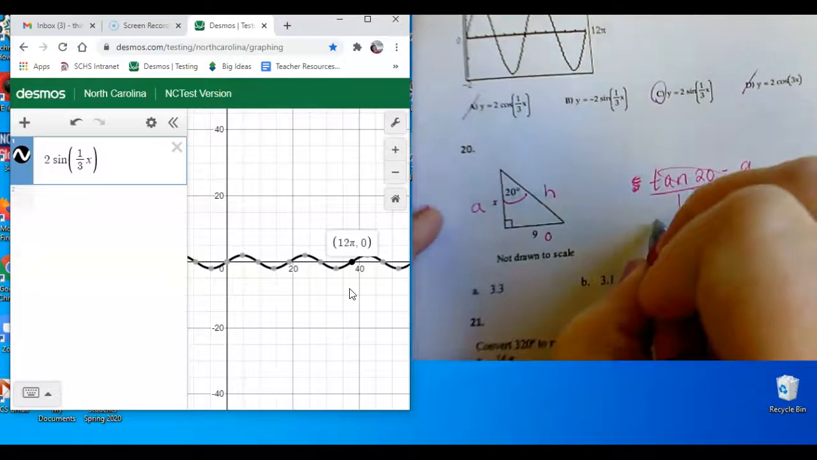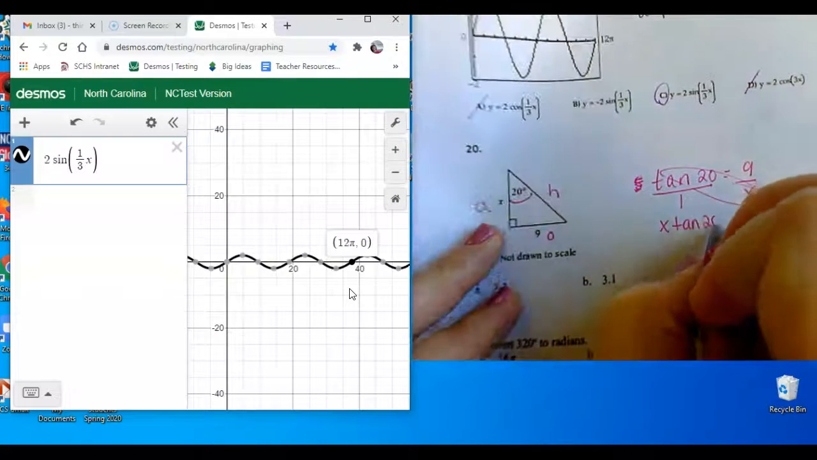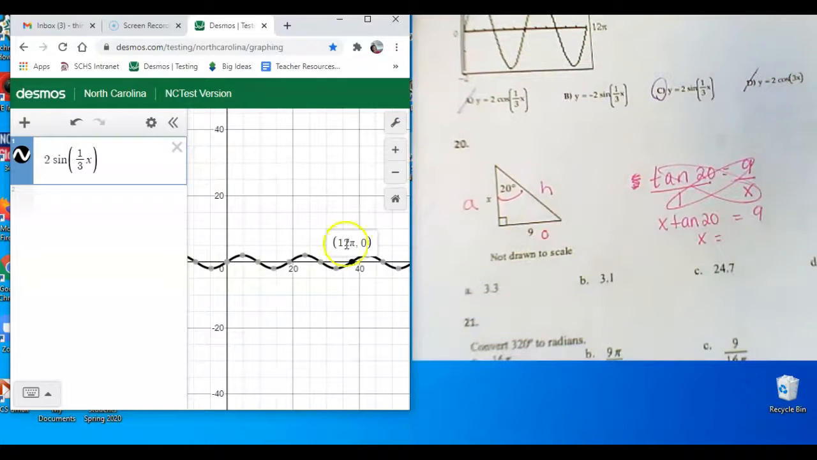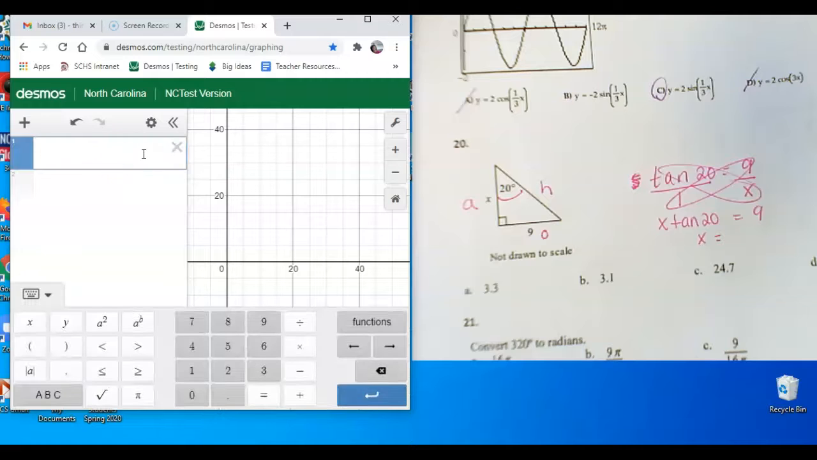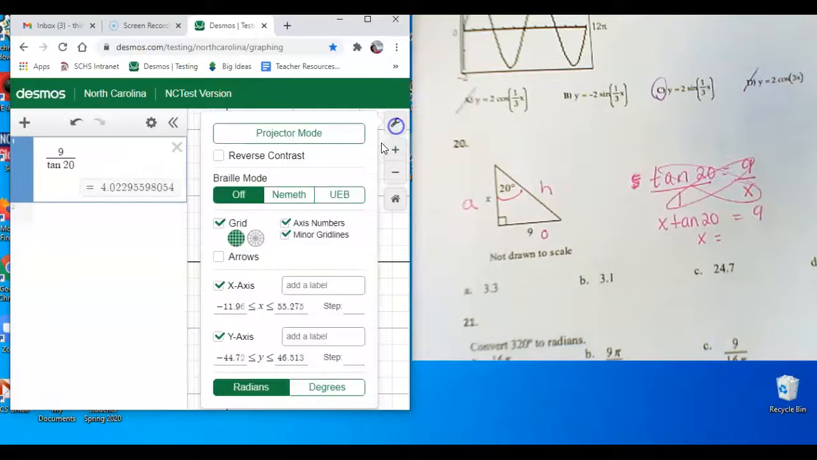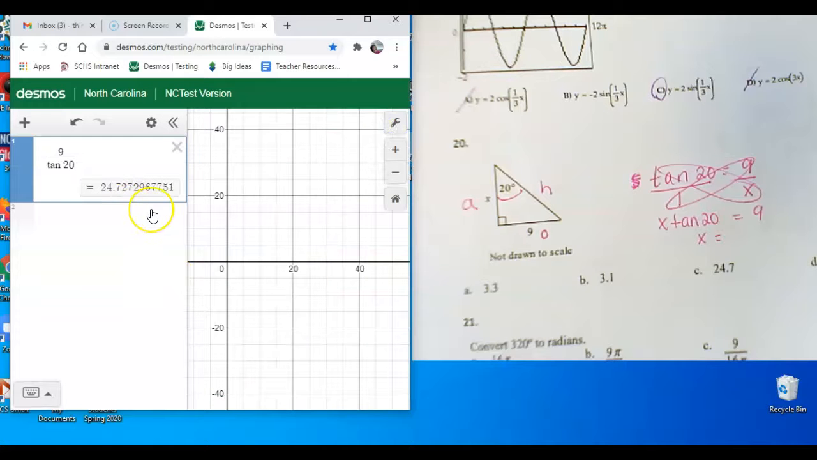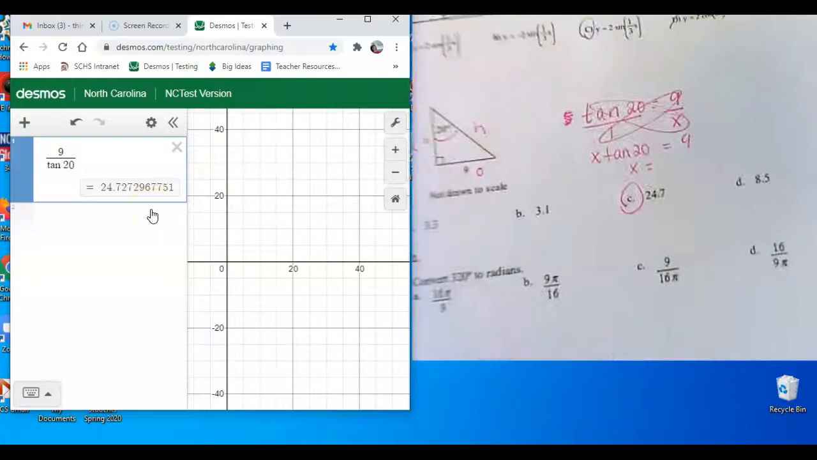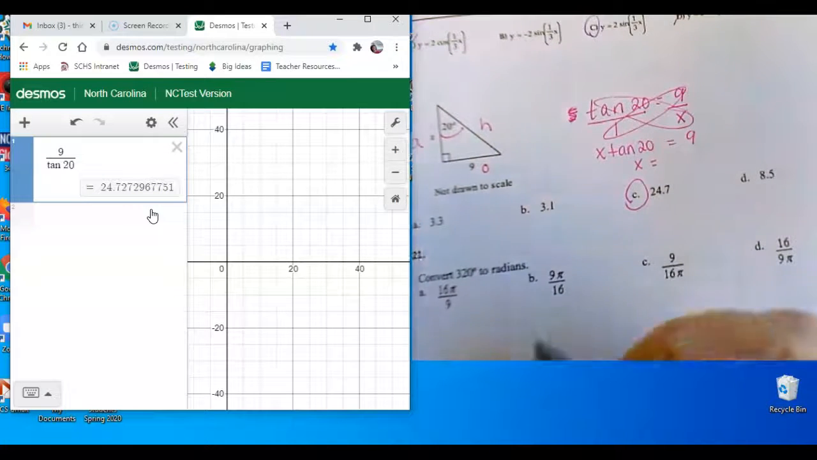Cross multiply. X tangent of 20 equals 9. Divide by tangent of 20. So in Desmos, I will put 9 divided by tangent of 20. Make sure we're in degrees in a problem like this. It does change our answer greatly. We do get 24.7.